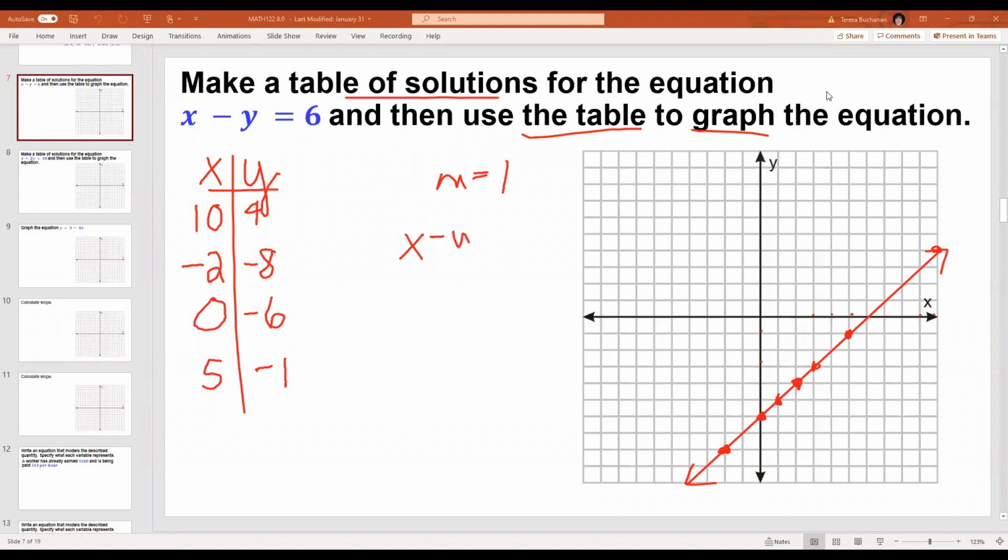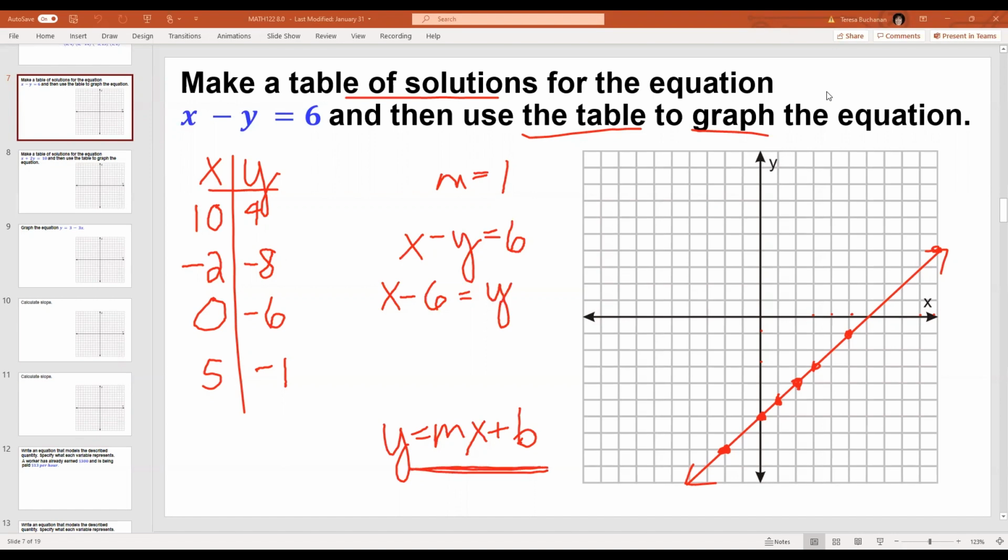x minus y is equal to 6 is what we were given. But what if my goal were to get a y equals mx plus b form of that line? Can I swap things around so that I see y by itself? I certainly can do that. I could add y to both sides. I could bring the 6 over. So I could write this as x minus 6, and then moving the negative y over means that this will be the positive y. So I can get that y equals mx plus b form of the line just by swapping things around a little bit. Move the 6, move the y.